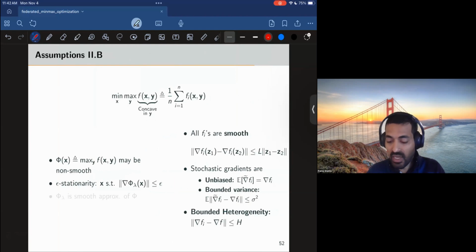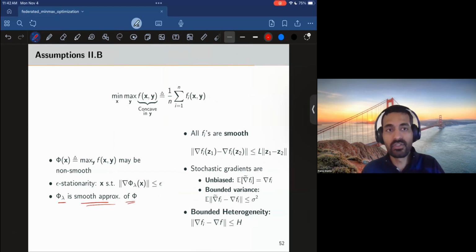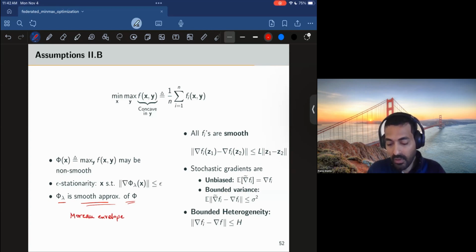So now when we talk about stationarity, we have to look at a slightly different function. This phi lambda, we have to look at stationarity in terms of this function phi of lambda. It turns out that phi of lambda is a smooth approximation of phi. So it closely approximates phi, but it is also smooth, while phi is not smooth. And I can point you to references if you want to understand more about this. For someone interested, this is actually a Moreau envelope. So phi of lambda is the Moreau envelope of phi. This is a smooth approximation of phi.